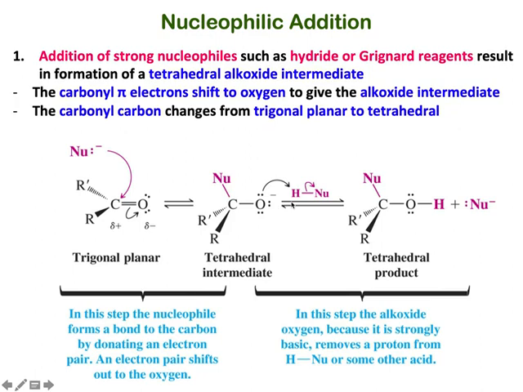So this is the first step. The second step is we want to protonate this O minus by using H-Nu, and then this O will abstract or protonate this hydrogen proton, to give the end product in tetrahedral geometry.